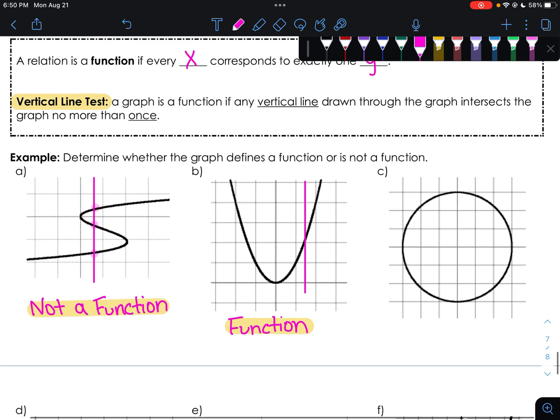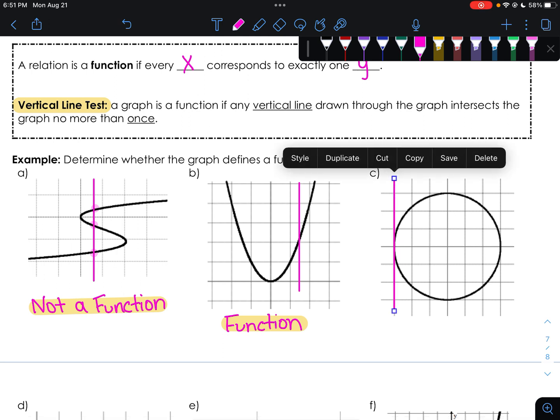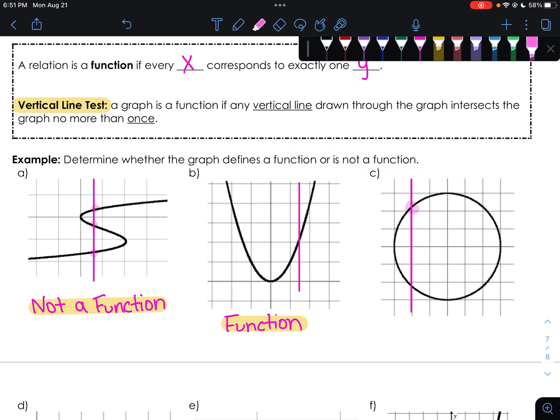I go to my next one. I draw a vertical line. I'm going to drag it along to see, and I see that it's hitting two spots in the circle. So this is not a function.